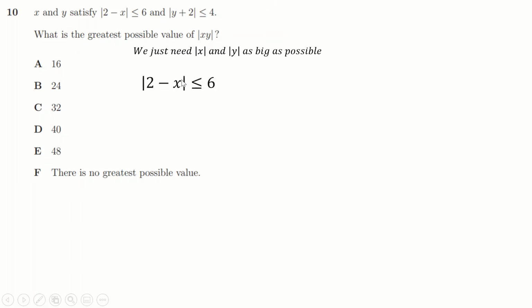So I look at these 2 expressions here and I go, well, how do I make x work here? Well, you could choose x is minus 4, because 2 minus minus 4 puts you on the edge of working. So that's okay. But also, you could choose x is 8. 2 minus 8 is minus 6, but modded is 6. So that's also on the edge of working. But this is the bigger one, so I'm going to choose it.